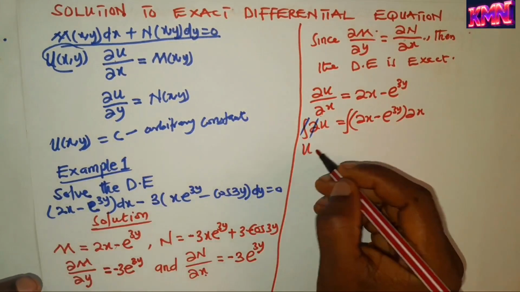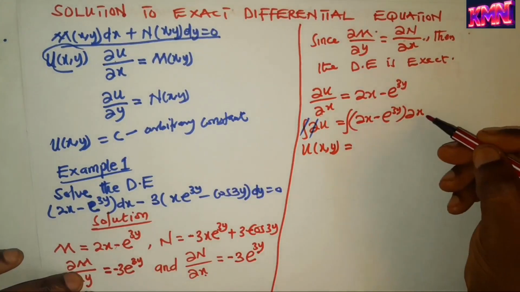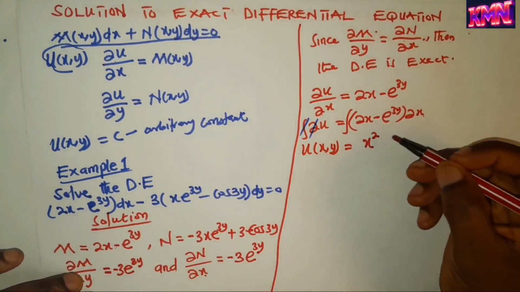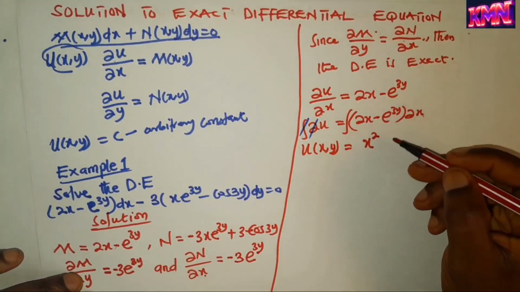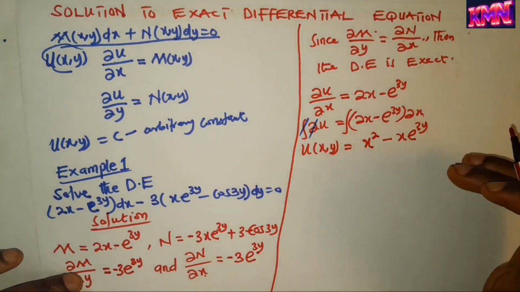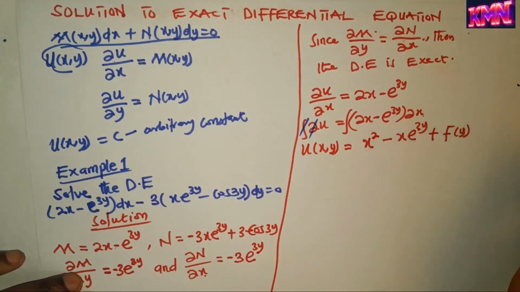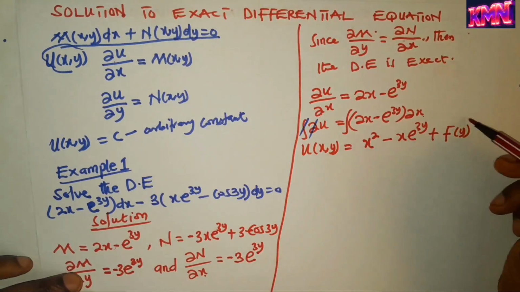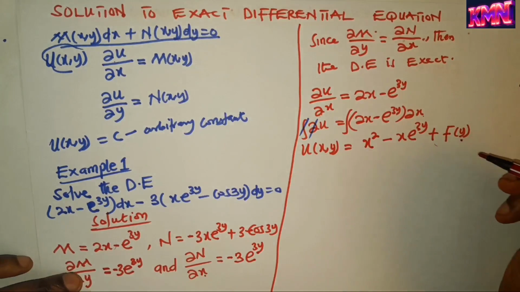Hence u, a function of x and y, equals the integral with respect to x. This gives us x squared on 2, with the 2 still the same. Integrating the other term, e power 3y is a constant, so we have x e power 3y. But we need to add a function of the other variable to it, that is f(y). After this, we need to determine f(y), which is a function of y, so we differentiate the whole thing again with respect to y.